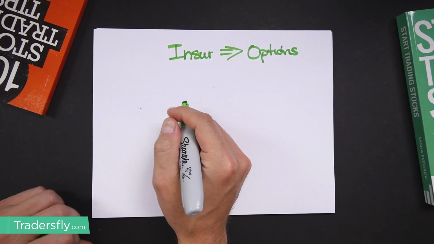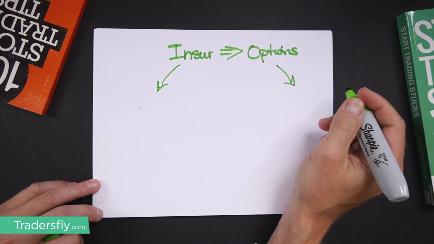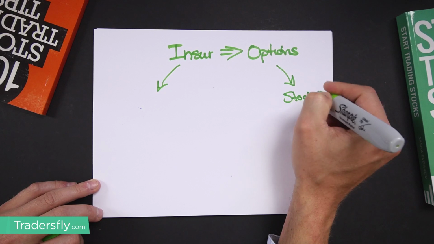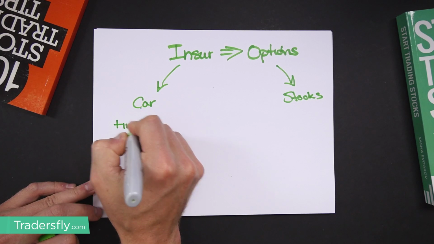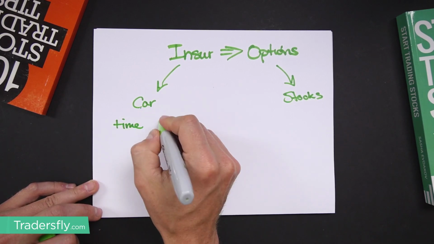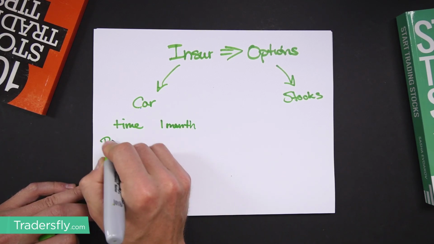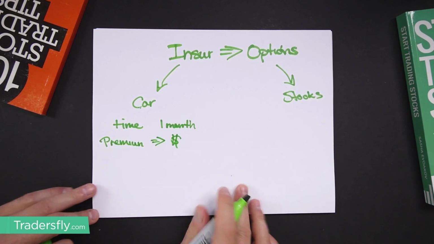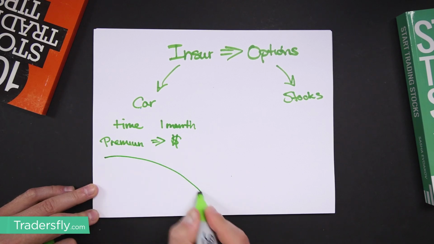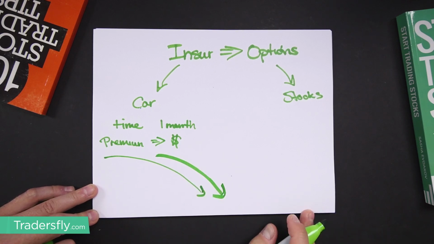Sometimes when you insure a car, you're insuring a vehicle. It's a little bit different. Insuring stocks, you're insuring options. So let's look at a car. If we look at insuring a car, there is a time issue involved, right? You buy insurance for 1 month, 2 months, 3 months, 4 months. You buy a time. There's a premium involved. That premium costs you money, and with time, that premium decays. Eventually, you have to buy more premium so that you stay insured. So every time, that insurance company makes money.